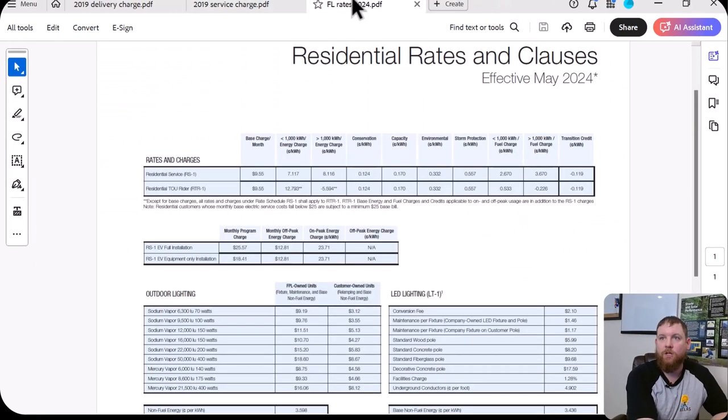Again, all of this information is available online, but the easiest way to do it is to just look for those three numbers on your electric bill, some easy addition, subtraction, division, and you can figure out what your cost of energy is.